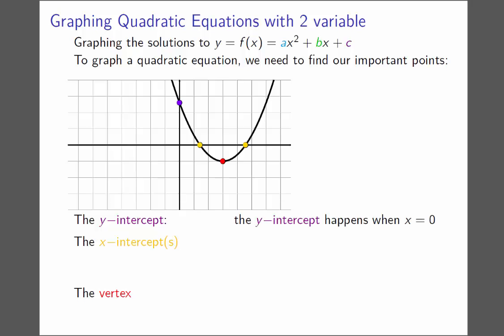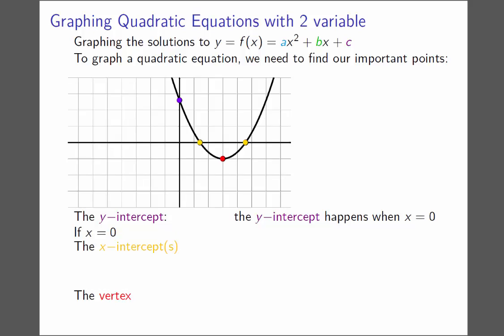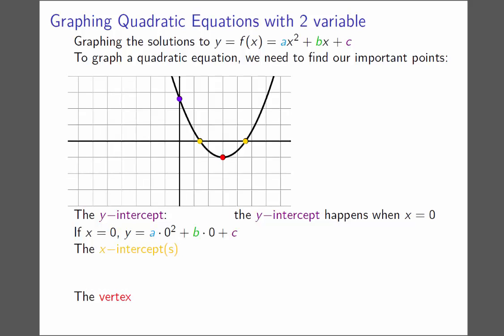Like with lines, the y-intercept happens when x equals 0. So if x is 0, then y equals a times 0 squared plus b times 0 plus c, which is just c. So we get that the y-intercept happens at the point 0, c.